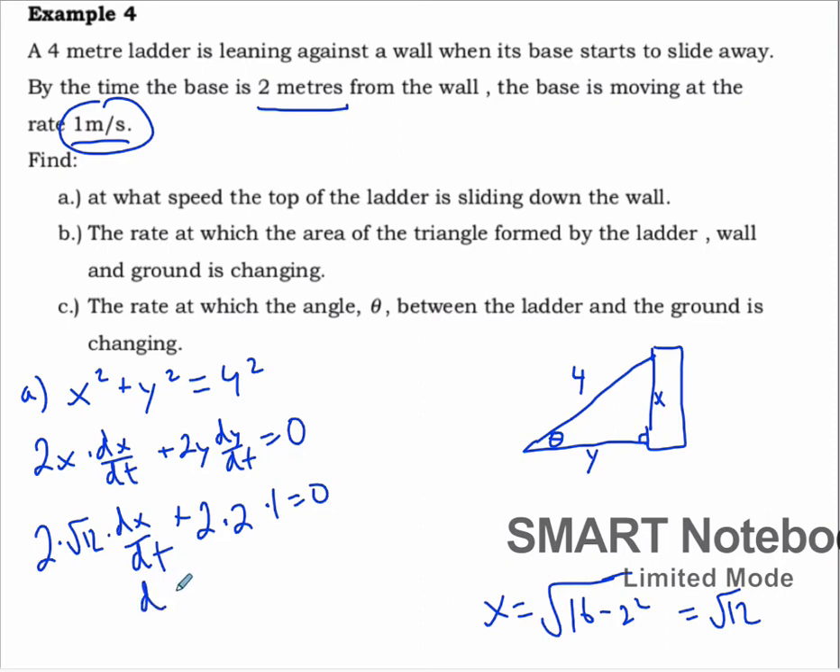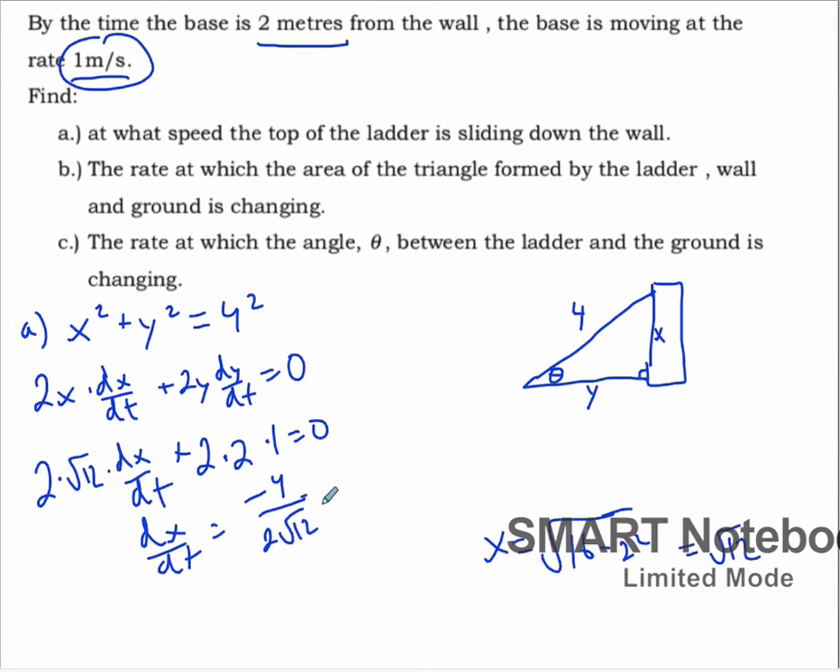So solving for dx/dt, it's going to be negative 4 over 2 root 12, which equals negative 4 over 4 root 3, right? So it is just negative 1 over root 3, or negative root 3 over 3. Makes sense as negative because the x value is decreasing because the ladder is sliding down, right? So that's meters per second.